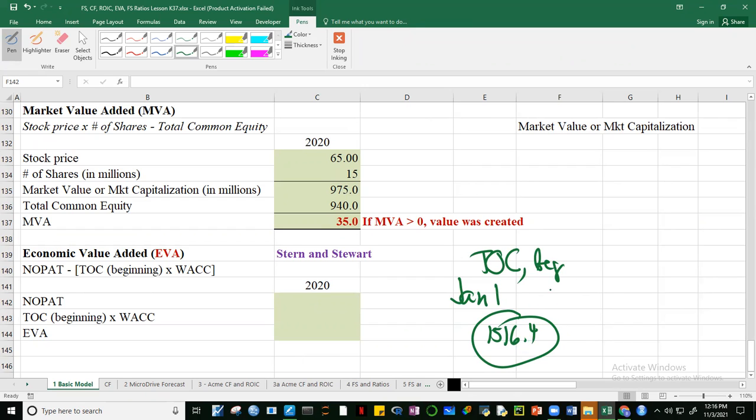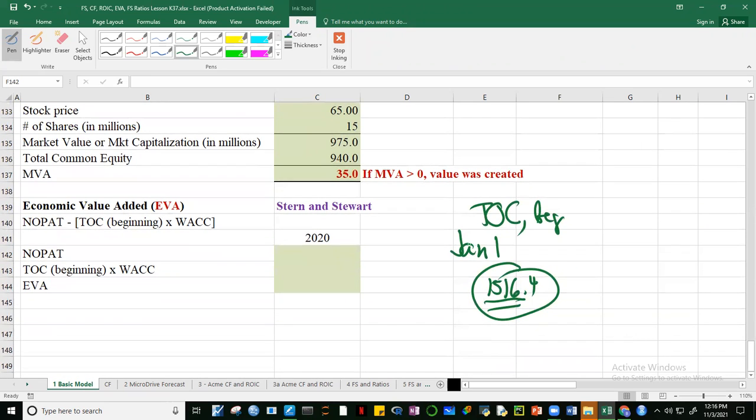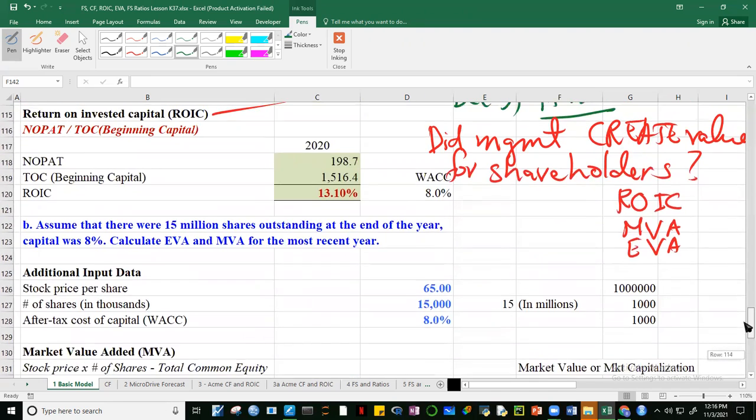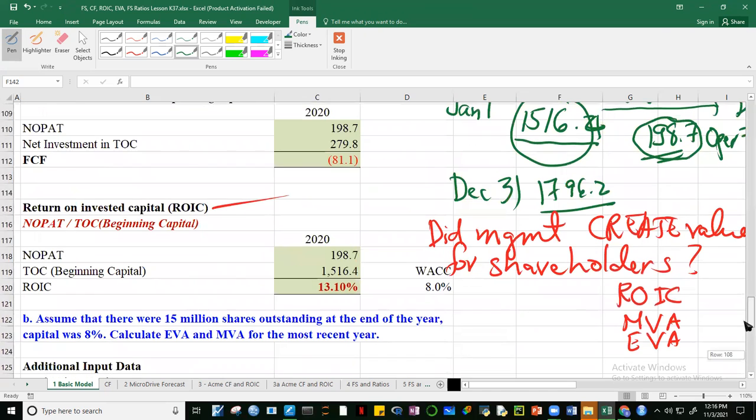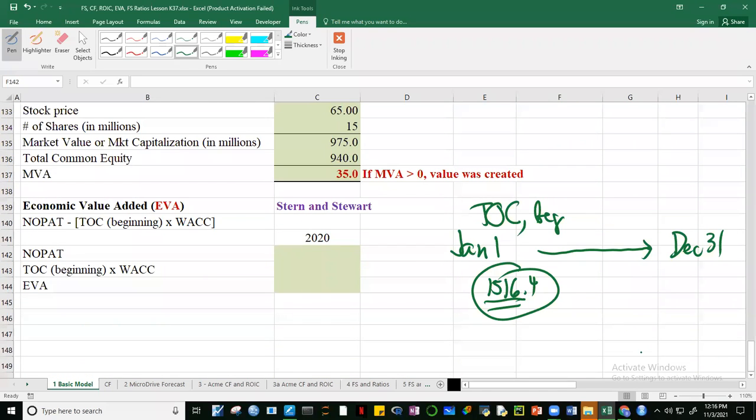Question: what did management do with this? We're going to assess management based on what was the capital provided to them at the beginning of the year. And we know, guys, that until December 31, management was able to generate operating profit. How much operating profit was generated? 198.7. So this is NOPAT.